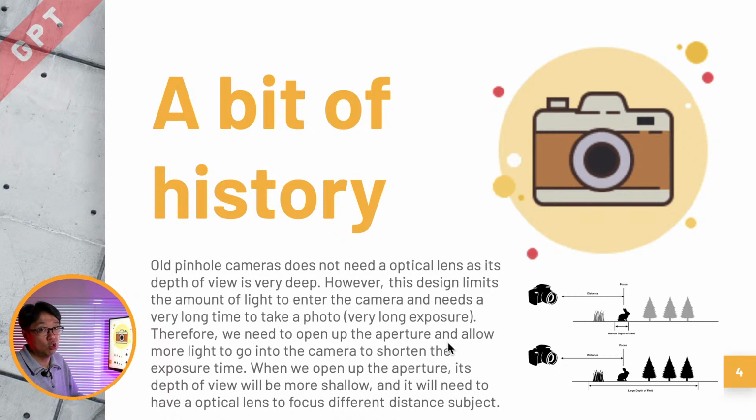For example, in a portrait, we don't need to worry too much about the background. We don't need to worry too much about the foreground. Maybe it's okay, we can blur it out a little bit. So back then, this was the reason, and the way to overcome this problem was using the optical lens.